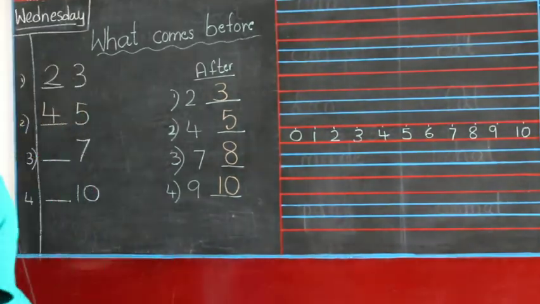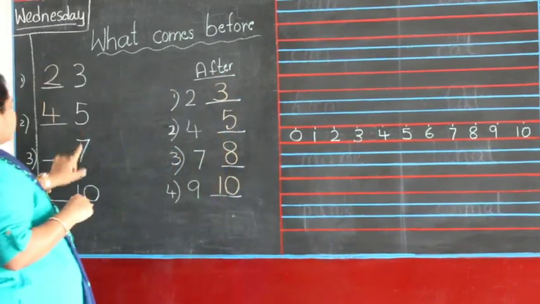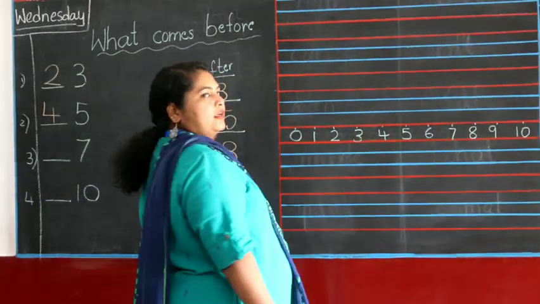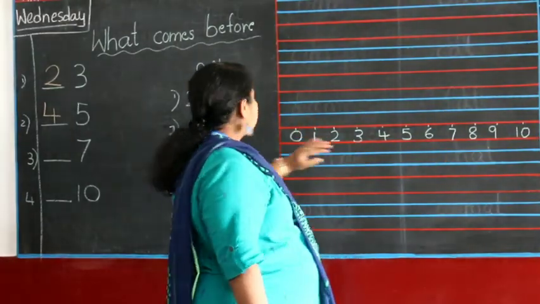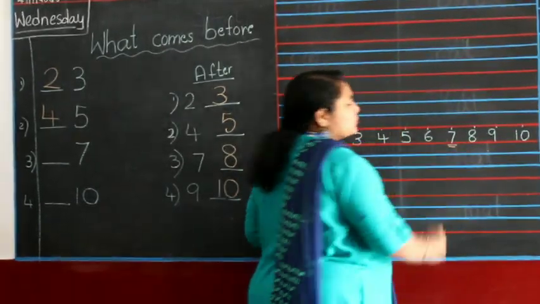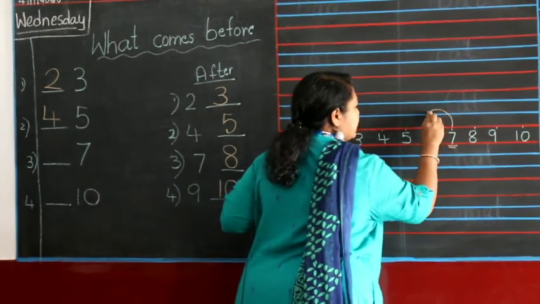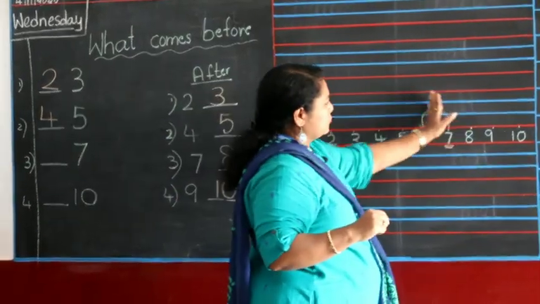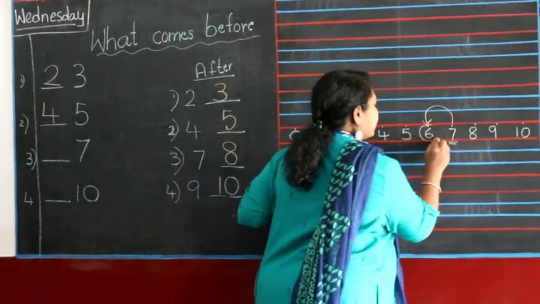Similarly, on the number line which I have written on the board, I will do the next question. What comes before 7? Now when you say before, you have to go to your left side, and when you say after, you have to move towards your right side. Where is your 7? 7 is here. You have to go towards your left, like moving the before card. One number before 7 is your 6, correct?